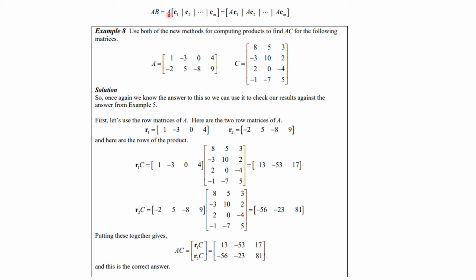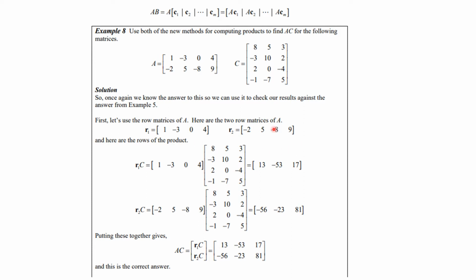So this is A times each of those columns, and then this is what we get. So you see this gives us several ways of computing a product of matrices. And so in example 8, we're going to take A and C, and we'll calculate A times C, and we'll use both of the new methods.